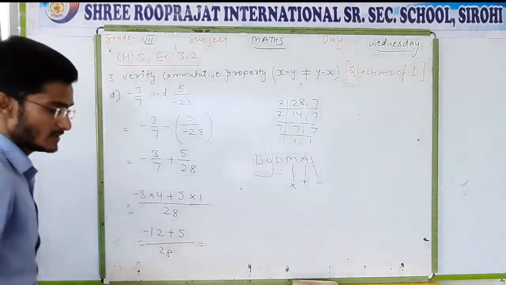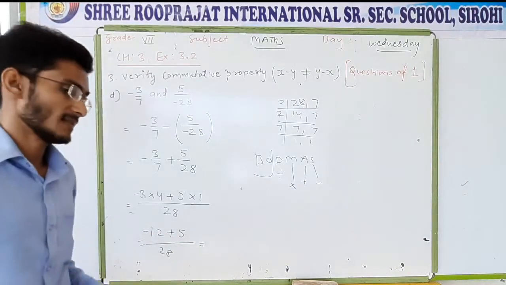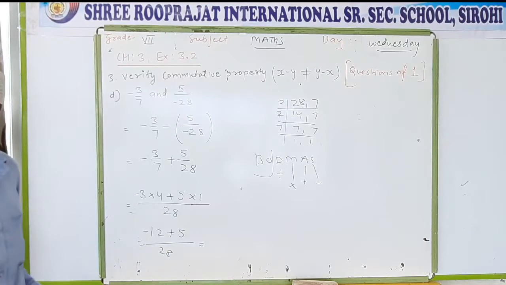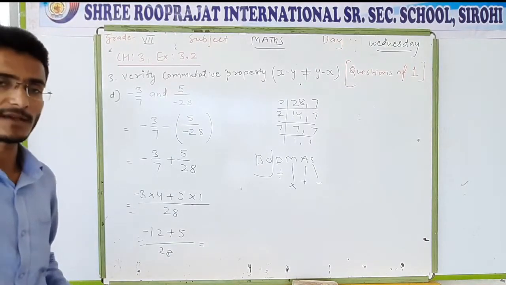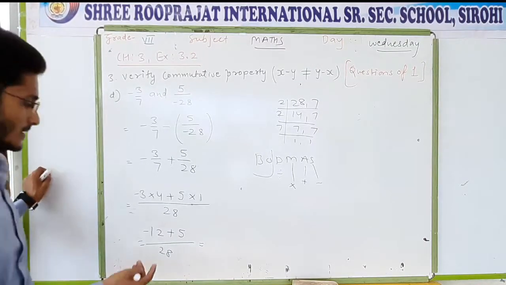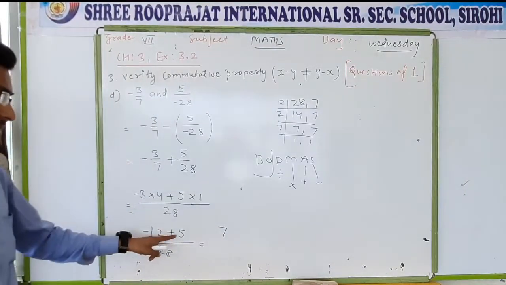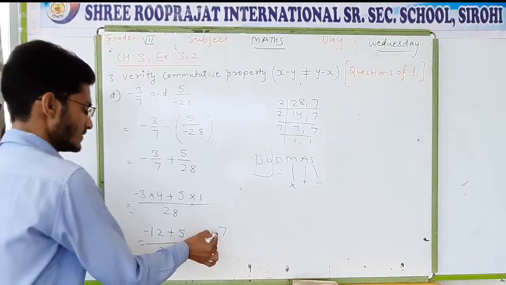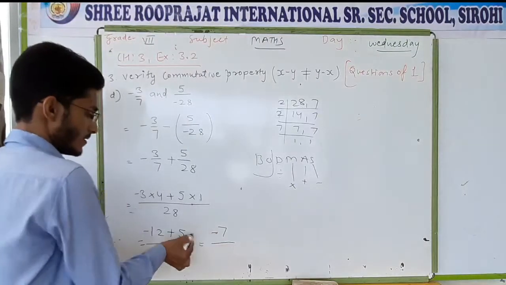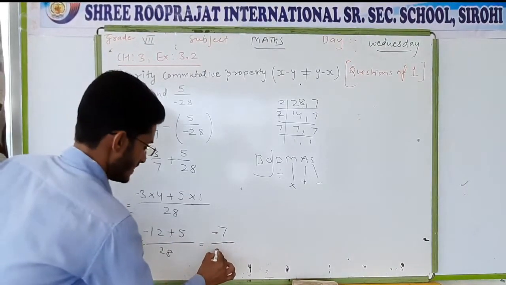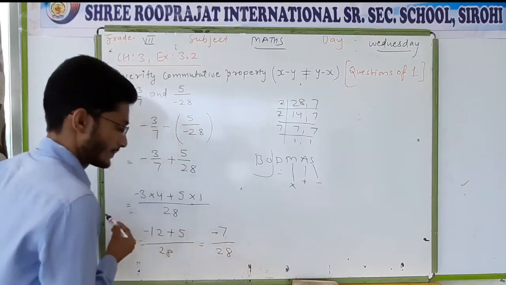We solve the next one. If both numbers have different signs, that means you have to subtract the smaller one from the greater one, and put the sign of the greater one. So 12 minus 5, you will get 7. And 12 is greater than 5 and it is a negative number, that means you will get minus 7. Okay. So minus 7 by 28.